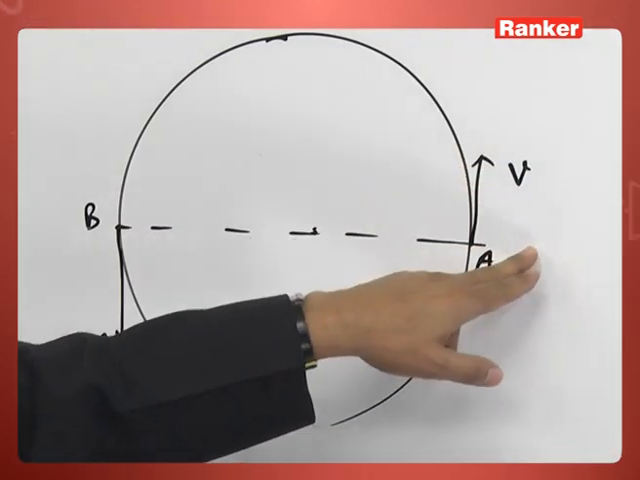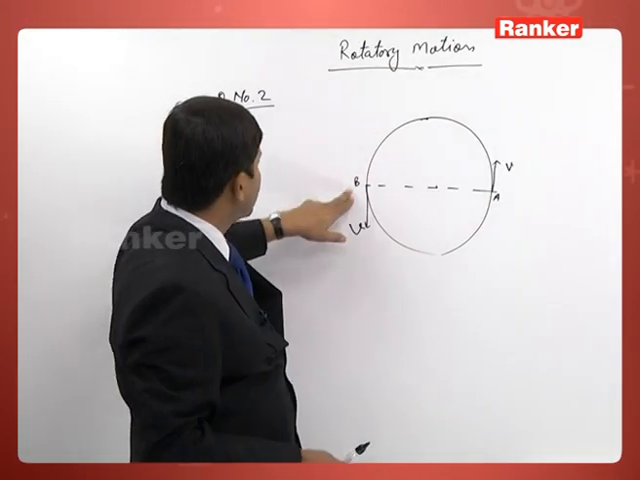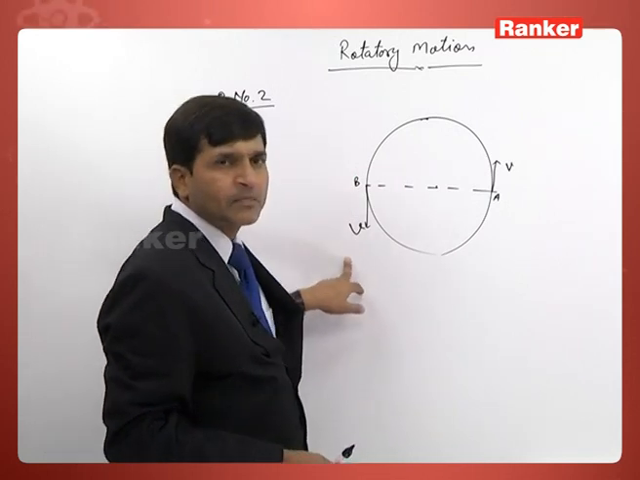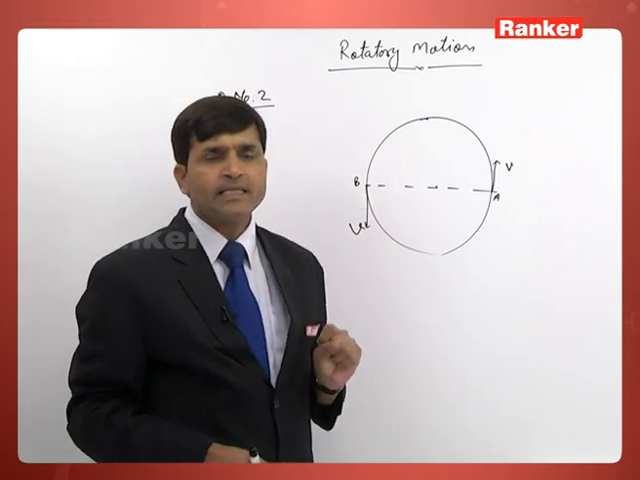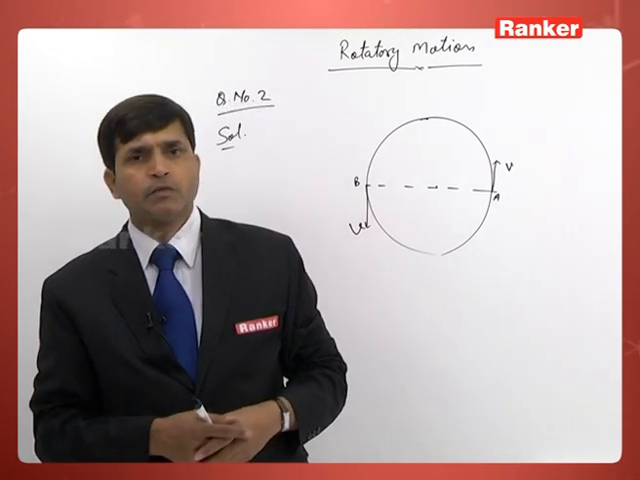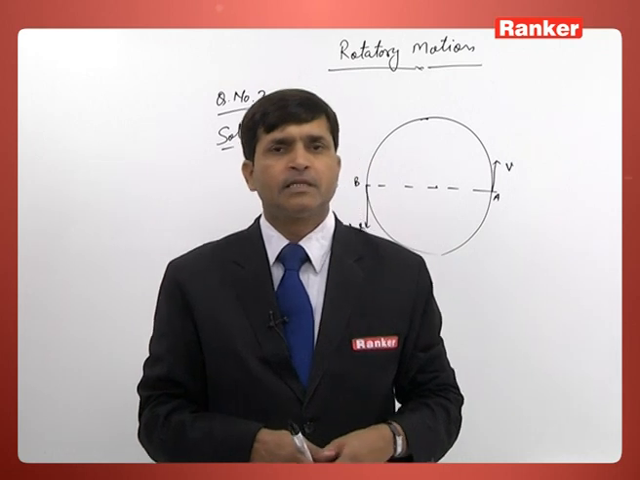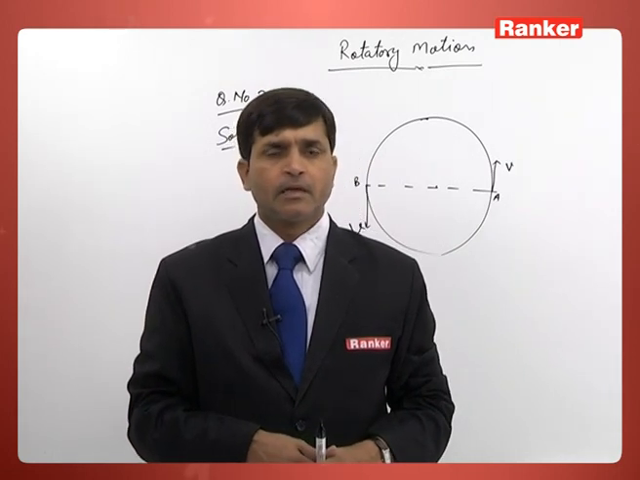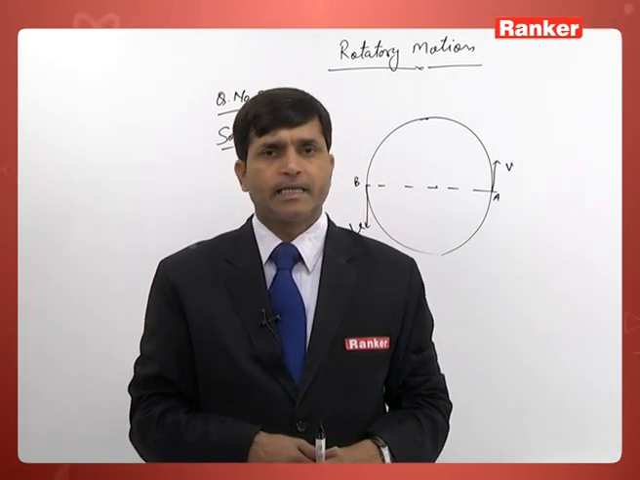Initial direction of motion is this. Now direction of motion is this. So as direction changes, even if the speed is constant, the momentum will change because it is a vector quantity. The second option is not correct.